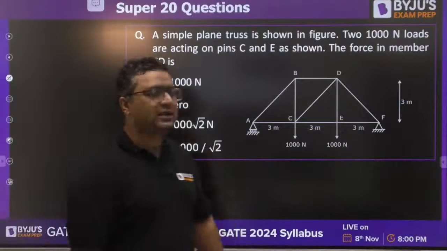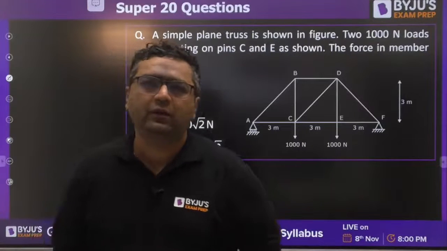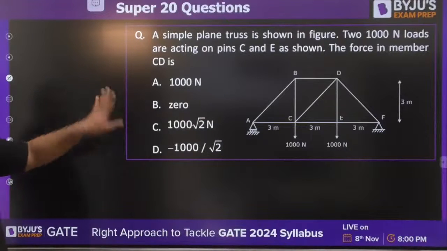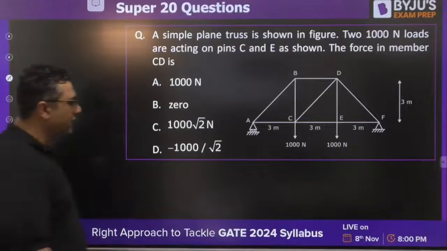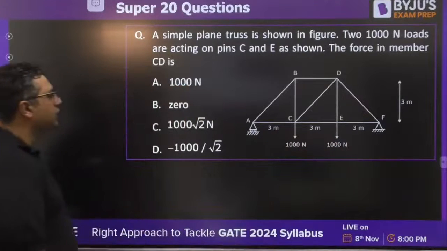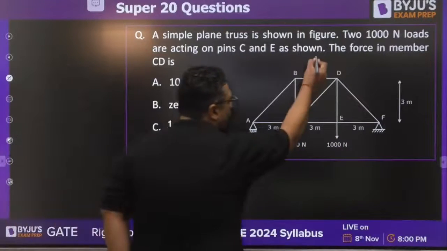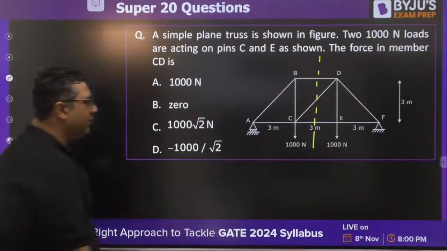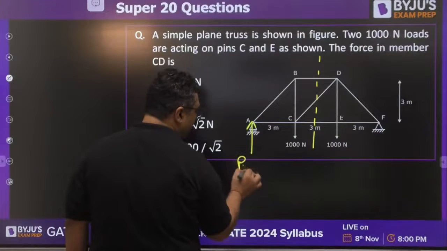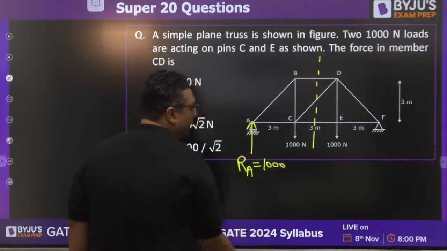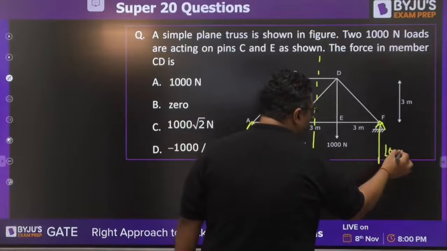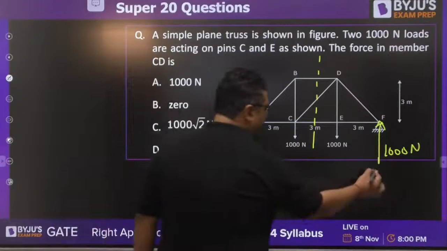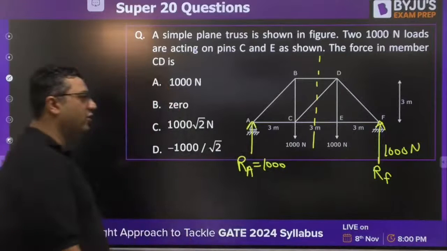So this is a question from Trusses. I feel this time you can solve it. Viresh, I feel you understood. So a simple plane truss is shown in the figure. You can see this is 1000 Newton, this is 1000 Newton. The force in member CD, that you can take this section. The force in member CD they are asking. And by equilibrium you can say the support reaction at Ra will be coming out to be 1000 only, and the support reaction here will also be coming out to be 1000 Newton. Okay, so Ra and Rf are going to be 1000 Newton. You need to find out force in CD.